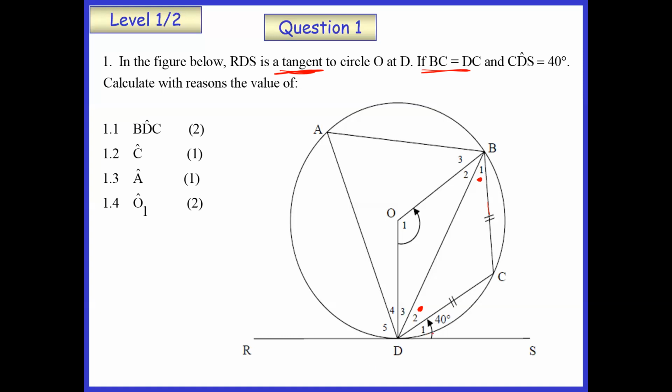Well done. So we can see now that B1 is equal to D1, tan chord theorem. And then we get our 40 degrees. And if B1 is 40, then we come up to D2 to be 40 degrees. And our reason there is angles opposite equal sides. Is that making sense to you?